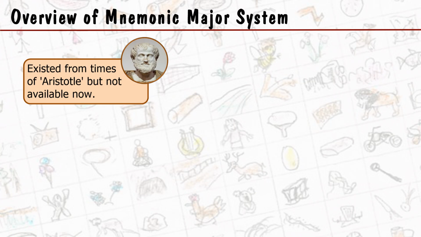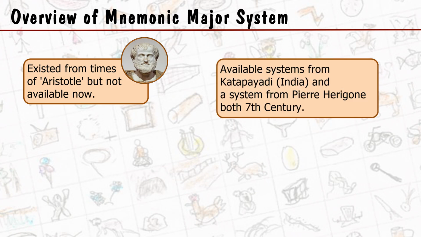Evidence suggests that mnemonic systems existed in the times of the great thinker Aristotle, but its documentation is not available now. The earliest available versions have roots in the Katapayadi system, which was quite elaborate and evolved in India. Around the same time, a very basic number to alphabet or sound conversion system was suggested by French mathematician Pierre Hérigone around the 7th century.